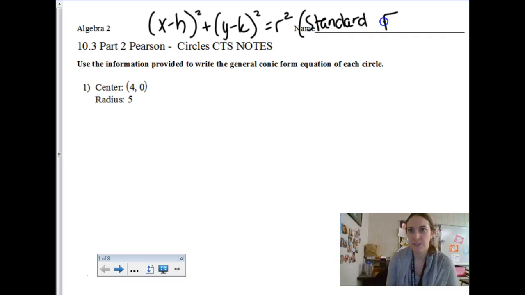And today we're going to learn what's called general conic form. We're going to realize that general conic form is awful, and no one likes it. Alright, so they say use the information provided to write the general conic form of the equation.